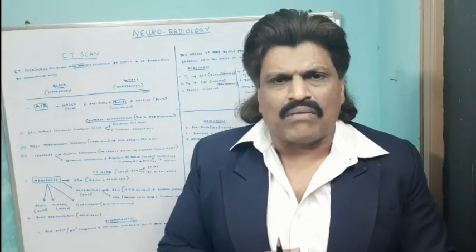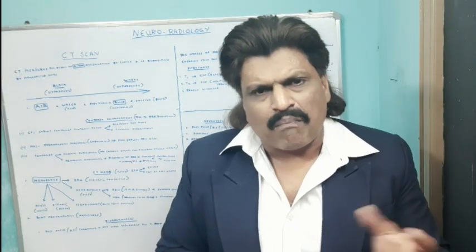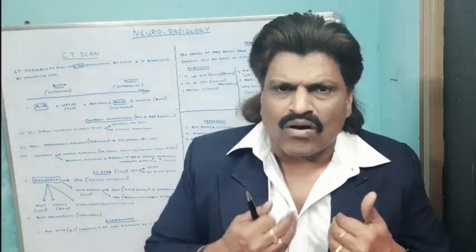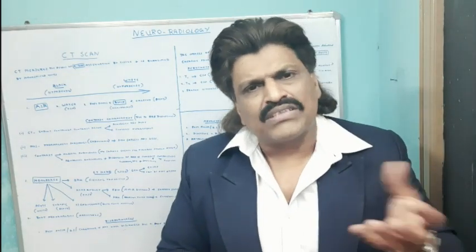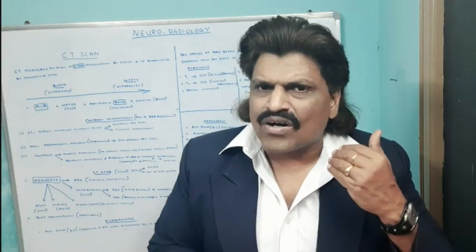Example, subdural hematoma. If the subdural hematoma is seen initially, it appears white. In the subacute state, it is of mixed color, white and black. But in the chronic phase, it becomes dark or hypodense. So when it is hypodense or dark, it is a chronic hemorrhage.